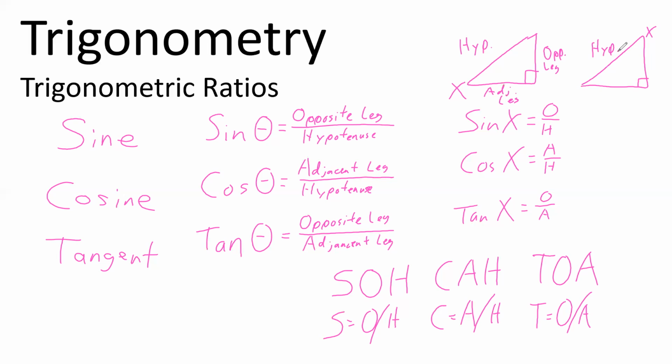But is this still opposite of X? No, it should now be adjacent. This would now be opposite. So labeling your triangle depends on which angle you're using. And if you use the same triangle for more than one problem, you might have to relabel it for the next problem. Again, it all depends on what angle you are using. All right? Based on the angle.